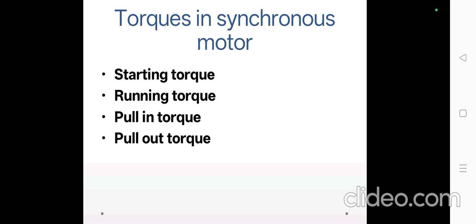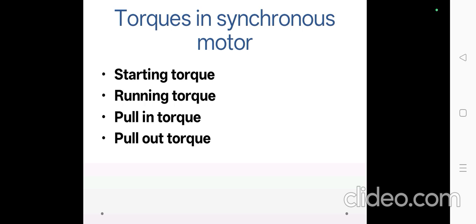Next one is pulling torque. Initially, the synchronous motor is rotated at a speed slightly less than the synchronous speed. When the speed is near synchronous, excitation is switched on and the motor gets pulled into synchronism and starts rotating at the synchronous speed. The amount of torque developed by the motor at the time of pulling into synchronism is called pulling torque.